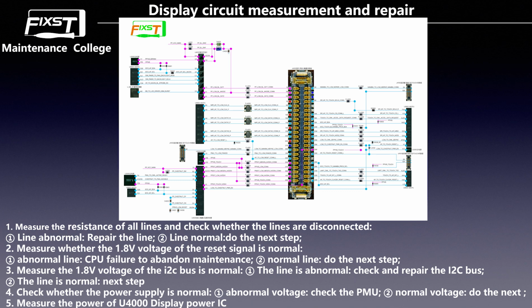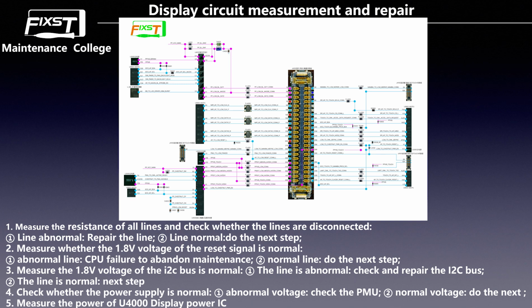So first we need to test the display touch connector. We need to test whether the display lines are normal or not. We can measure the resistance of those lines. If all the resistance is normal, it means the line is not open. If the line is abnormal when we retest, maybe the line is short, maybe the line is open. So we just focus on the problem lines we found, and repair them. If the line is normal, we do the next step.